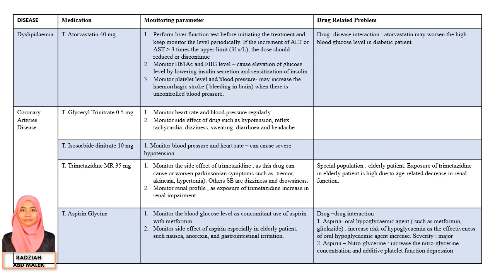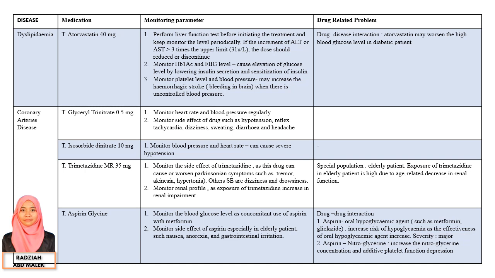For the trimetazidine, for the monitoring parameter of this drug, we need to monitor the side effects of the trimetazidine, as this drug can cause or worsen the Parkinsonian symptoms such as tremor, akinesia, and hypertonia. Another side effect that we will also need to monitor is dizziness and drowsiness. We will also need to monitor the renal profile of this patient because the exposure of the trimetazidine will increase in renal impairment. So from this case, we can also see that the elderly patient is a special population when taking trimetazidine because in the elderly patient, the exposure of the trimetazidine is high due to the age-related decrease in renal function.